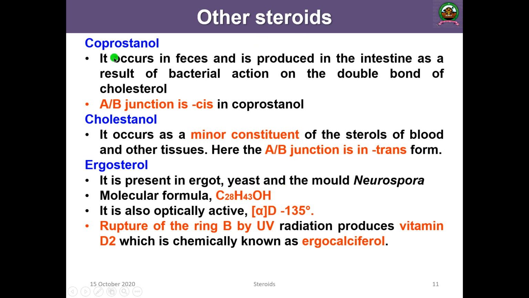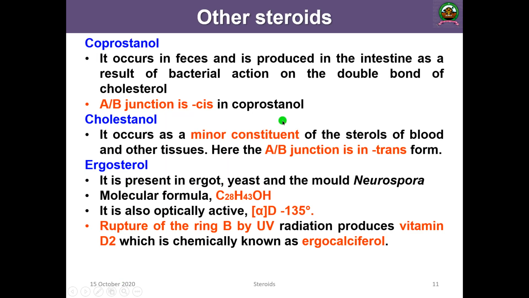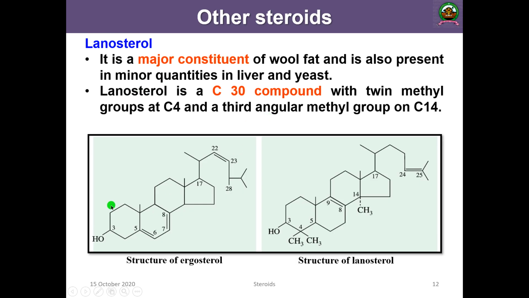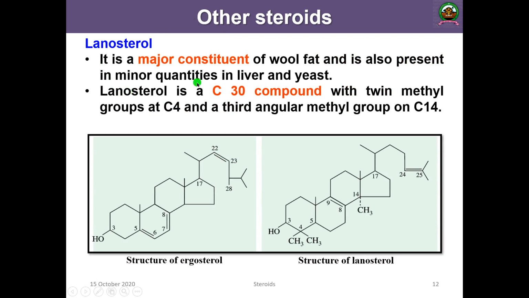Then the other steroids are coprostanol. The coprostanol occurs in the fecal material and is produced in the intestine as a result of bacterial action on the double bond of cholesterol. So here you can see the double bond of cholesterol will be acted on by the bacterial enzyme and converted into coprostanol. It has an AB junction that is cis. The A and B junction act in cis form. And lanosterol is a C30 compound with twin methyl groups at C4 and a third angular methyl group on the C14 component.